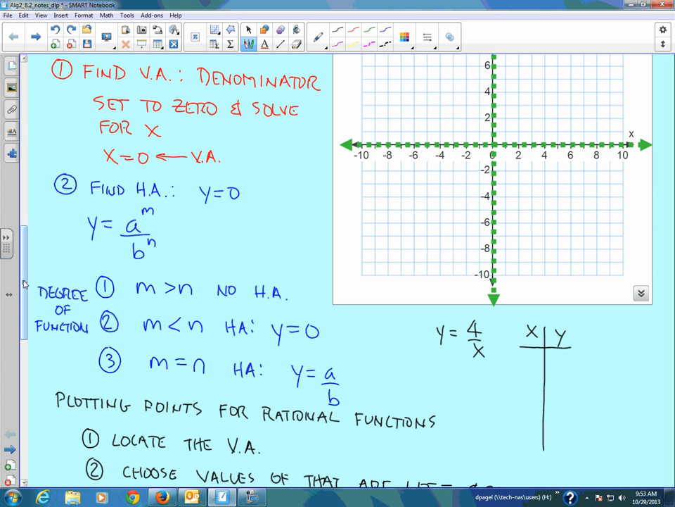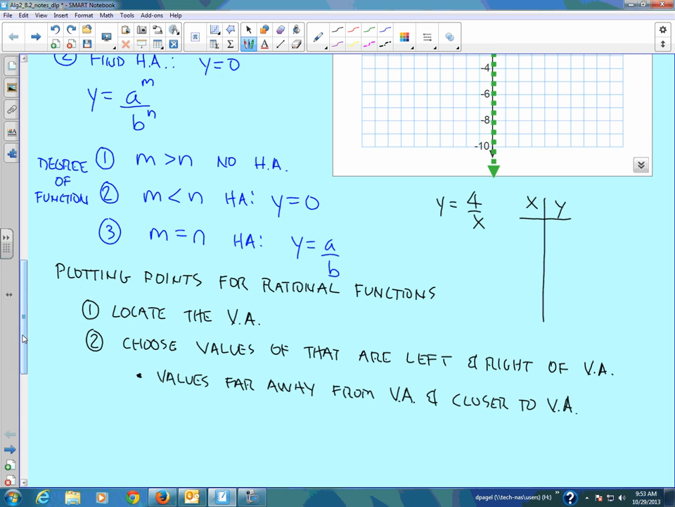And then let's pick one that's a little further away. So maybe let's test x equals -8. Again, the further away helps me see what the branches are doing next to the horizontal asymptote. The points that are closer to the vertical asymptote, in this case -1, show me what the branches are doing next to the vertical asymptote. So further away gives me ideas next to the horizontal asymptote. Points closer give me a shape of what's going on next to the vertical.